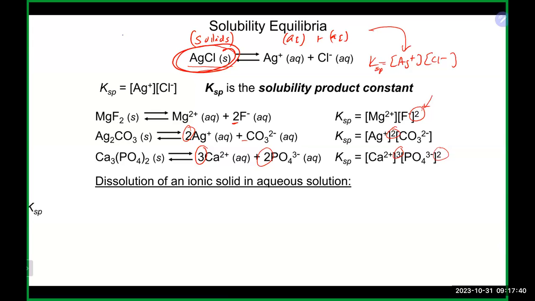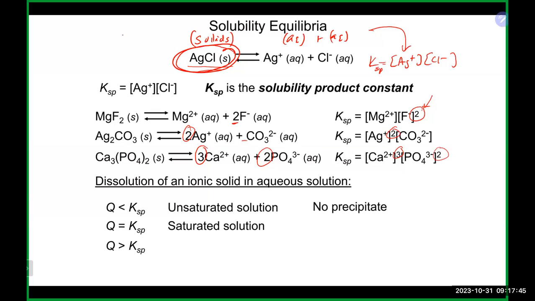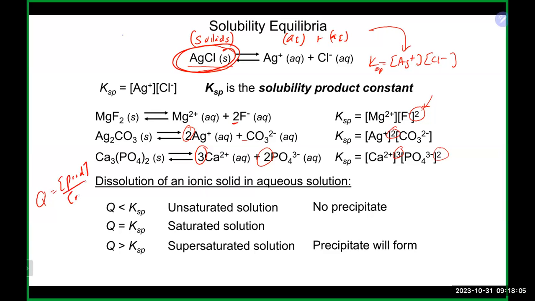So we can use our Ksp and our good friend Q, which we also saw in a previous chapter, to decide whether or not you would expect a solid to form. So if you calculate Q, which is done the exact same way as you calculate Ksp in this case, Q is calculated the same as your products over your reactants, and in most cases, your reactants will be solid, so it'll be just products. You calculate it the exact same way as the Ksp.